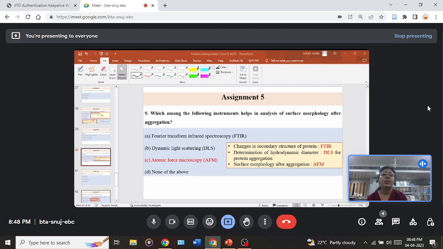So you may again get questions like which of the following instruments may help you in analyzing the changes in secondary structure of protein. At that time you have to give the answer as FTIR. Whereas you can again get a question which may ask which among the following instruments will help you in the determination of hydrodynamic diameter, or which of the following can help you in determining the particle size of the protein, right? So in that case you have to give the answer as DLS, that is dynamic light scattering.